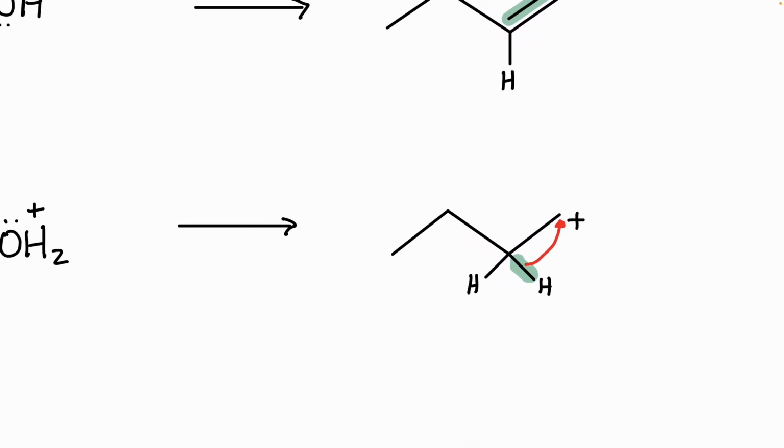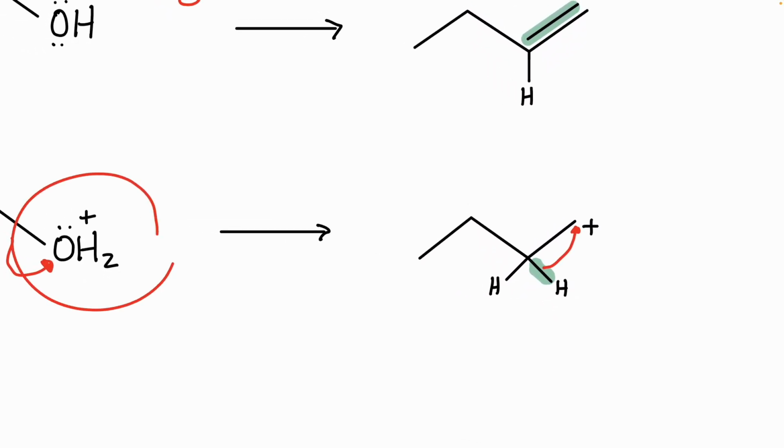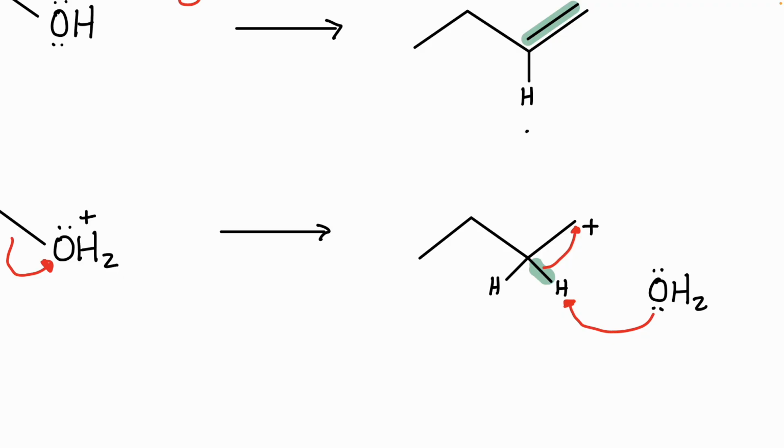We have to have some base, and since we just produced water, water's a decent base under these acidic conditions. So let's go ahead and make water our base. We've got to have something to accept that hydrogen. It's not just going to go flying off into space, and that base under acidic conditions will be water.